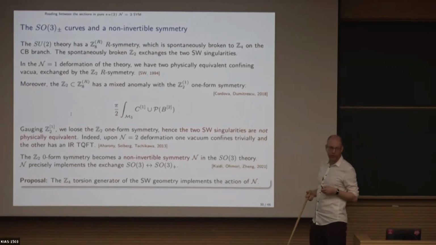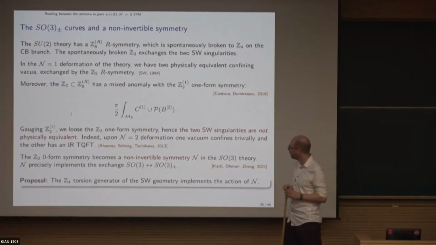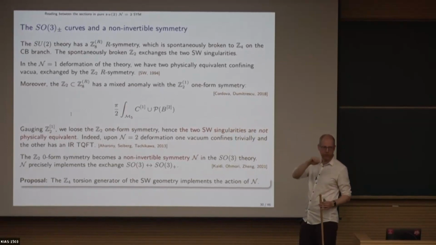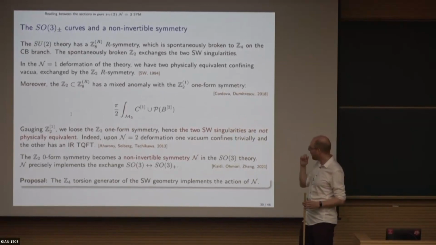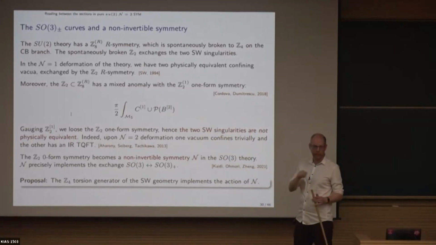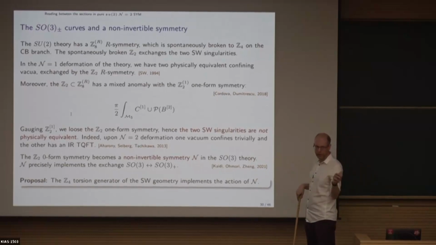In the SO3 case, it's not the case anymore. Essentially, you think naively, because of the normalization of charges, you start with only a Z4 symmetry in the UV. And then on the Coulomb branch, there is nothing. So it's not spontaneously broken on the Coulomb branch. Nothing acts on the Coulomb branch. And the interpretation of that is that there is a mixed anomaly in the SU2 theory between the R symmetry, the Z2 R symmetry, and the one-form symmetry, the center symmetry of the SU2 theory, which is of this form, a cubic anomaly. So when you gauge a one-form symmetry, since there is an anomaly, you would think naively you just lose the other symmetry. So that's what we see indeed. The I1 and I4 singularities are not equivalent.